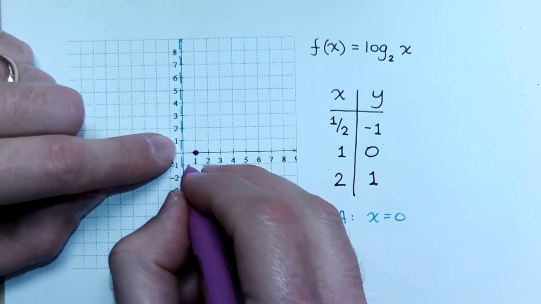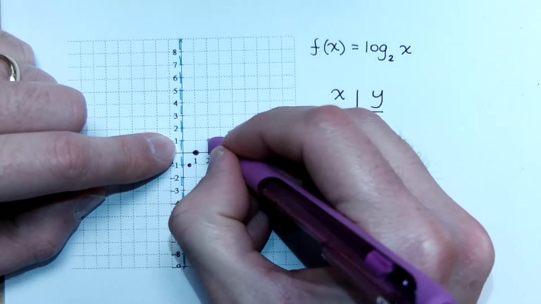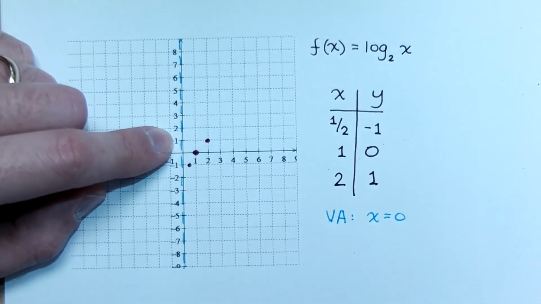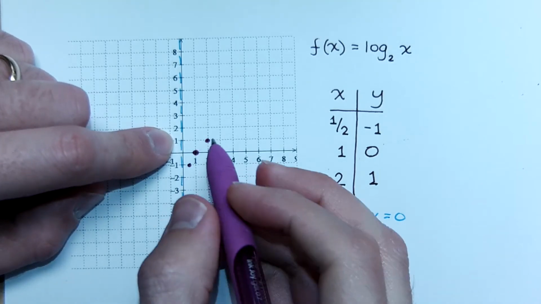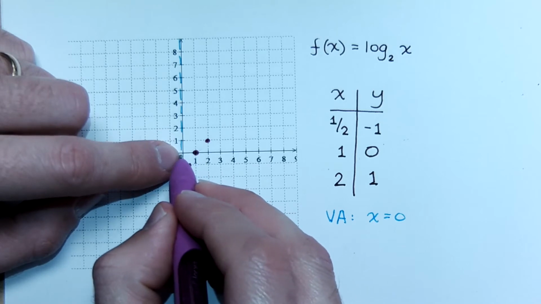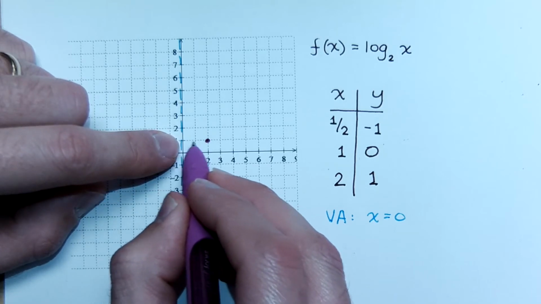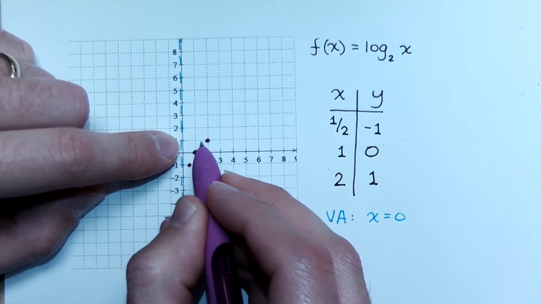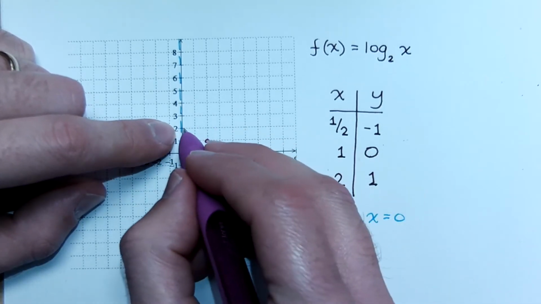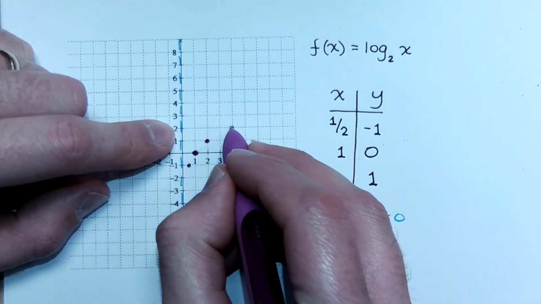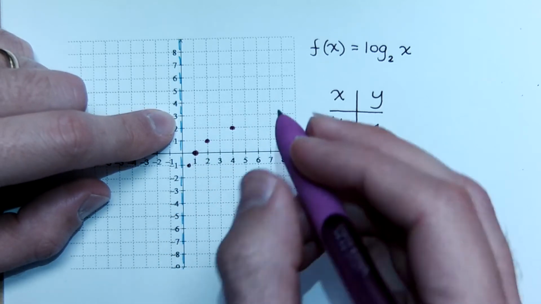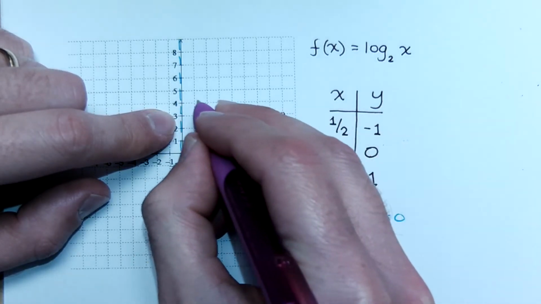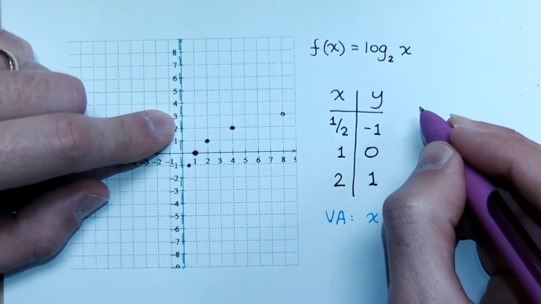So 1/2 is negative 1. 2 is going to get you 1. Instead of measuring your distance from the x-axis, you want to measure your distance from the y-axis. Notice that the distance here is 1, right? What's that distance? 2. Since my base is 2, what do you think the next distance is going to be when I go up a step? 4. It's going to be 4 units out, and then what? It's going to be 8 units. And then 8 units, and then 16 units out, right?